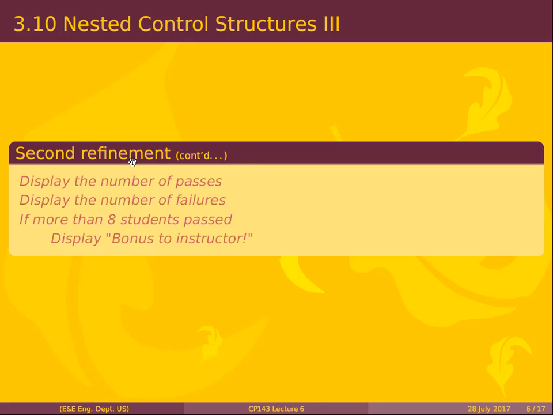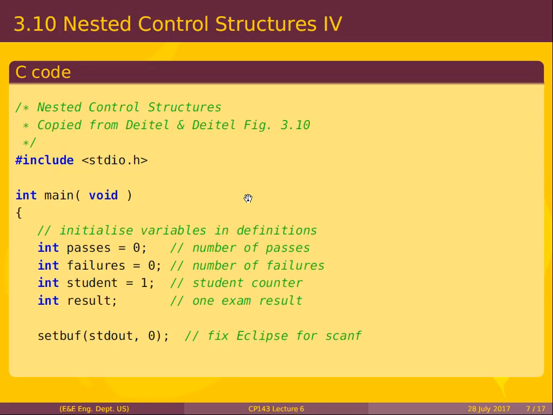Then we're going to display the number of passes, number of failures, and we're also going to say that if the number of students passed is more than 8, then bonus to the instructor. Here's what it looks like in a C program format. Again, we've got our variables, which is initialized now here like this. So you can also initialize variables at the declaration stage.